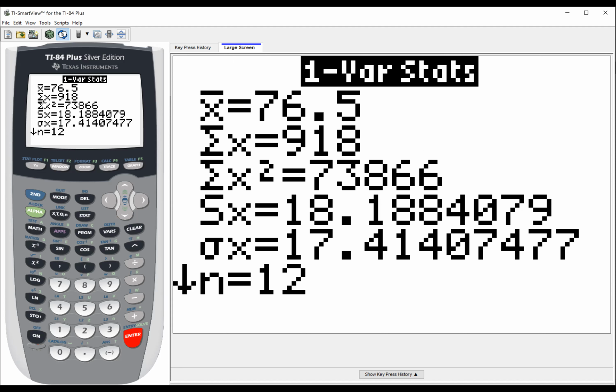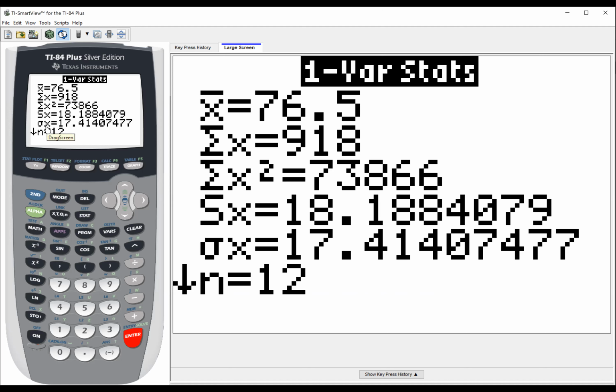Underneath it is the sum of all the X values, which is equal to 918, which we also did by hand. And then underneath that is the sum of all the X squared values. So if we were to square every data value in the set and add them up, it would be equal to 73,866. We're not really going to need that in this course. And then the other output, which comes below, I'll talk about at a later date.